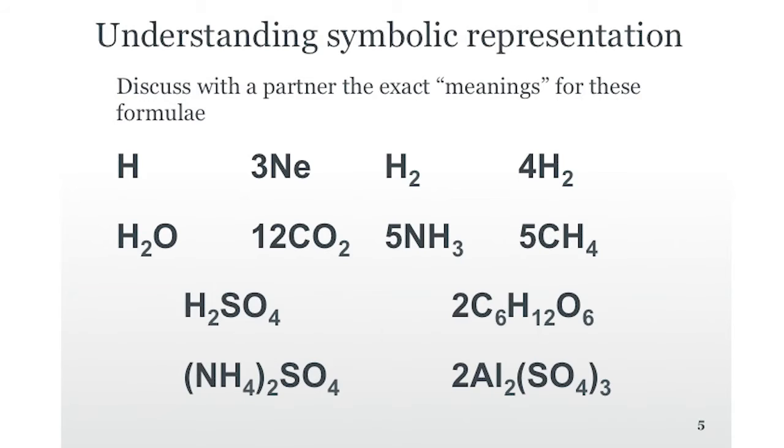So in the first line you've got H, 3Ne, H2 and 4H2, and they need to know that H means one hydrogen atom, 3Ne means 3 neon atoms, H2 means one hydrogen molecule with 2 atoms in each molecule, and 4H2 is 4 hydrogen molecules, each with 2 hydrogen atoms in. You get where this is going. So we have a number of more examples of this, gradually getting more and more complicated.